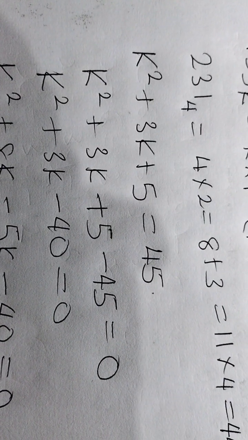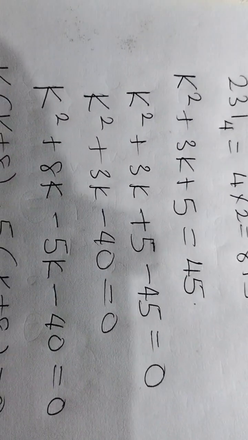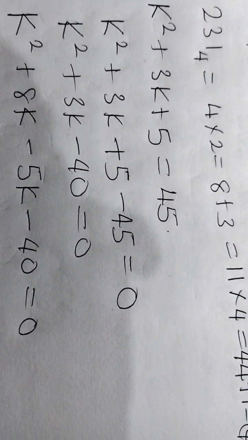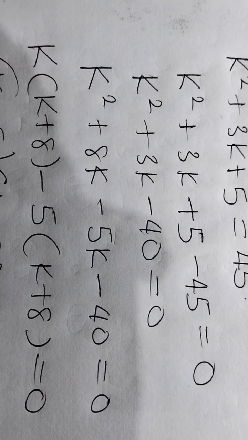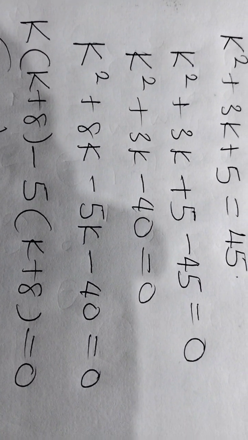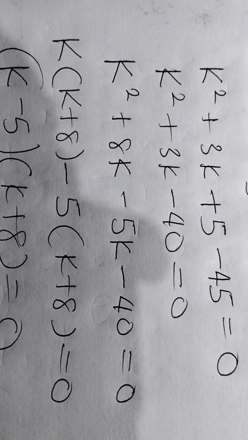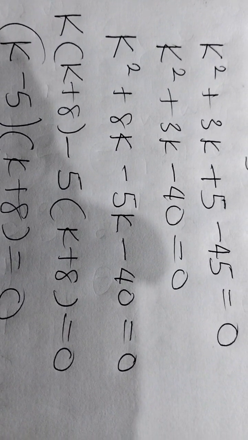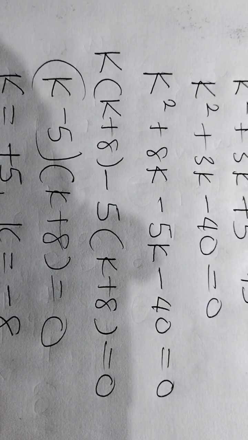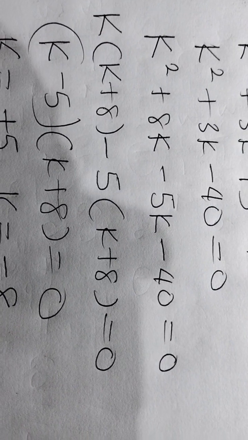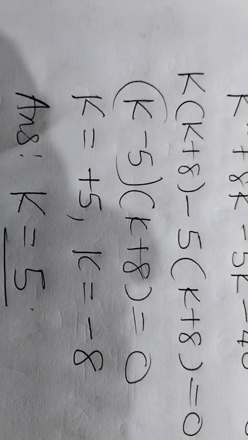Collecting like terms, k squared plus 3k plus 5 minus 45 equal to 0. K squared plus 3k minus 40 equal to 0. Then solving that expression using the factorization method, k squared plus 8k minus 5k minus 40 equal to 0. K in bracket k plus 8 bracket closes, minus 5 bracket opens k plus 8 bracket closes, equal to 0. Grouping, k minus 5 in bracket closes, k plus 8 also in bracket, equal to 0. That means k is equal to plus 5 or k is equal to minus 8.